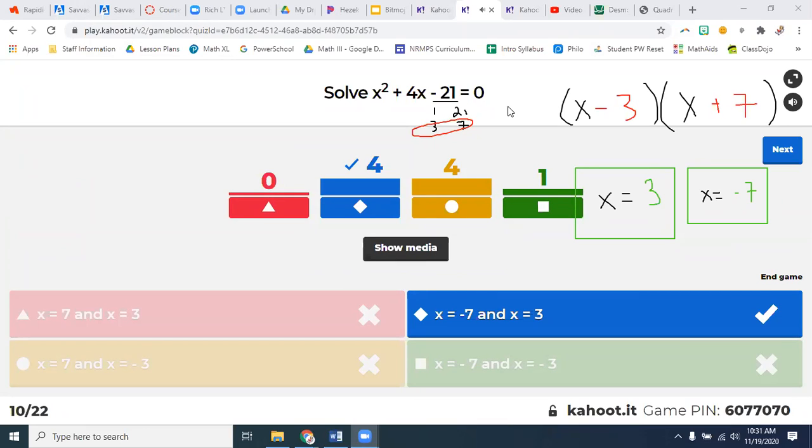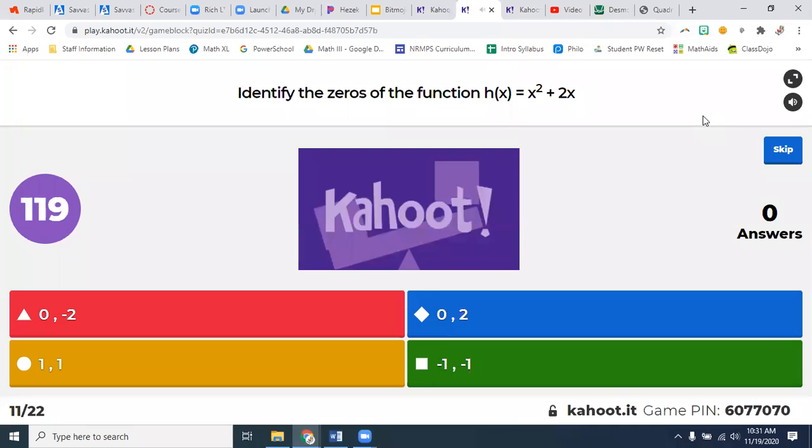Some of us are still not paying attention to factors versus zeros. Okay, they said solve, so that means they want x equals. Which means the opposite of whatever you get for your factors. Let's try again. Identify your zeros. This time, when you factor, this is one that's going to be like this.